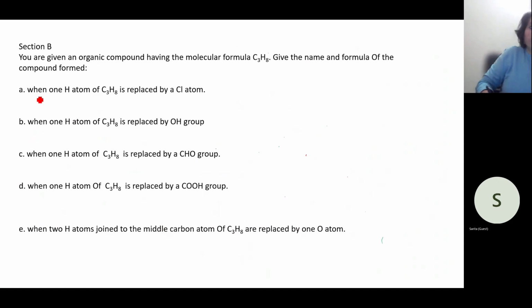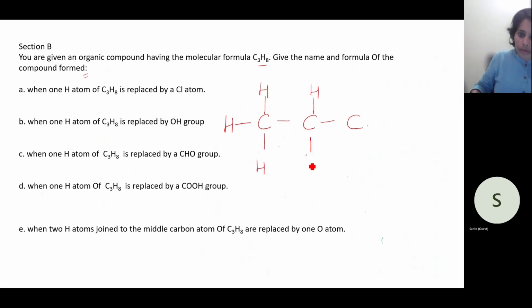Next question. You are given an organic compound having molecular formula C3H8. Give the name and formula of the compound formed. C3H8. Now write carbon 1, 2, 3, and hydrogen 1, 2, 3, 4, 5, 6, 7, 8. So this is C3H8. That is, it is propane.